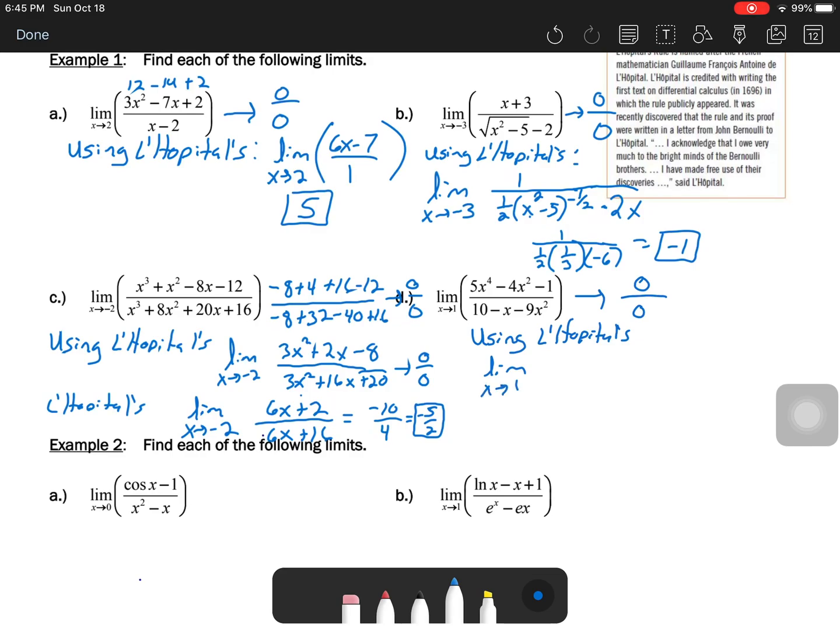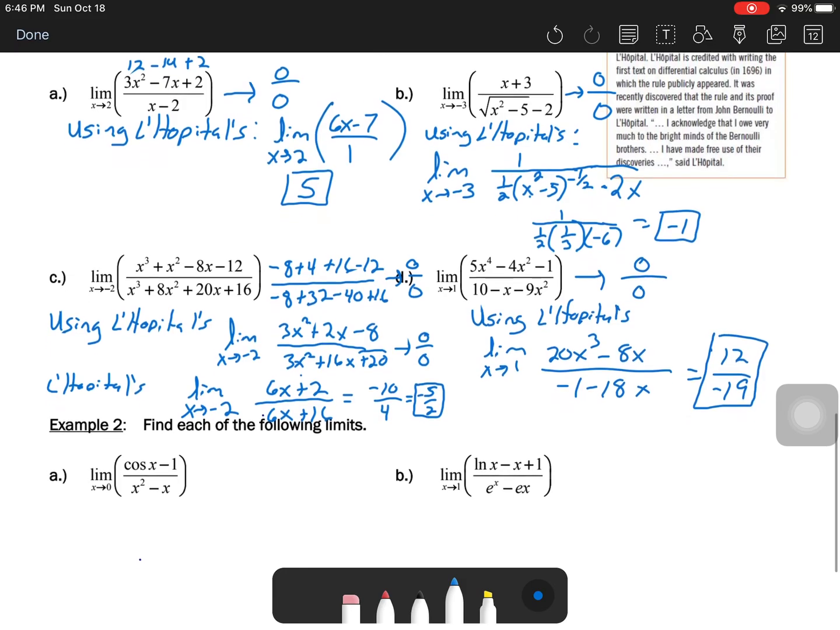And on top we would have 20x cubed minus 8x. And then on the bottom we would have -1 minus 18x. All right, so what happens here? If I plug in a 1 there, that's just going to give me 12 on top, and on the bottom that's going to be negative 19, and there I've got a value. So 12 over negative 19. Okay.